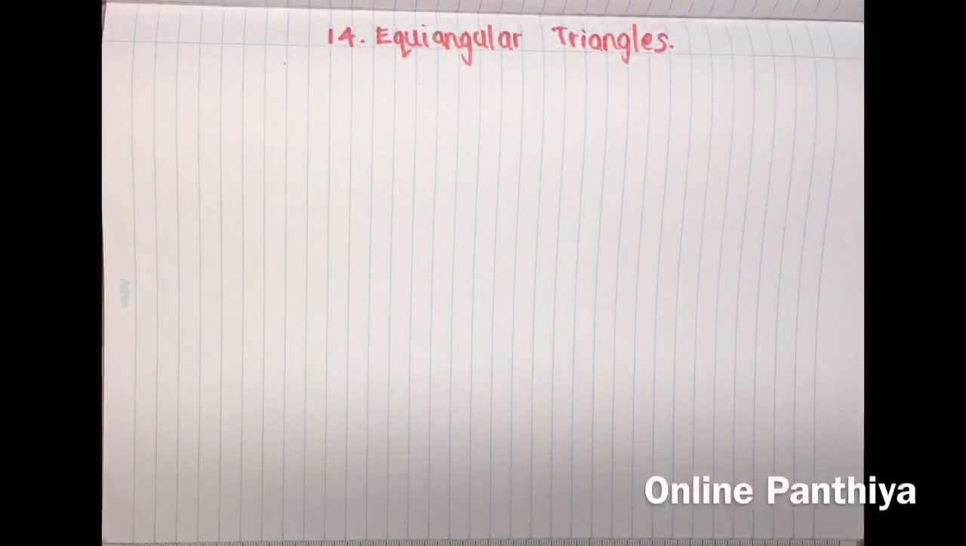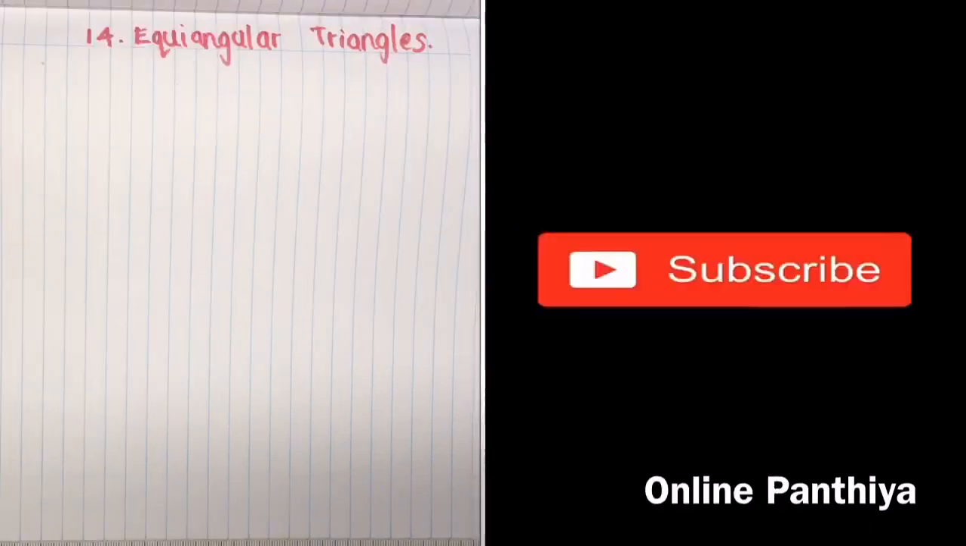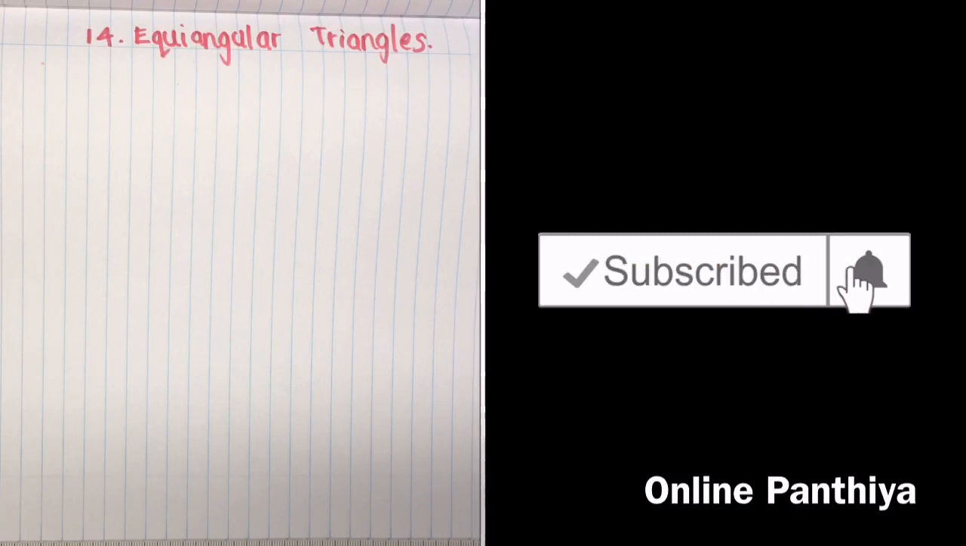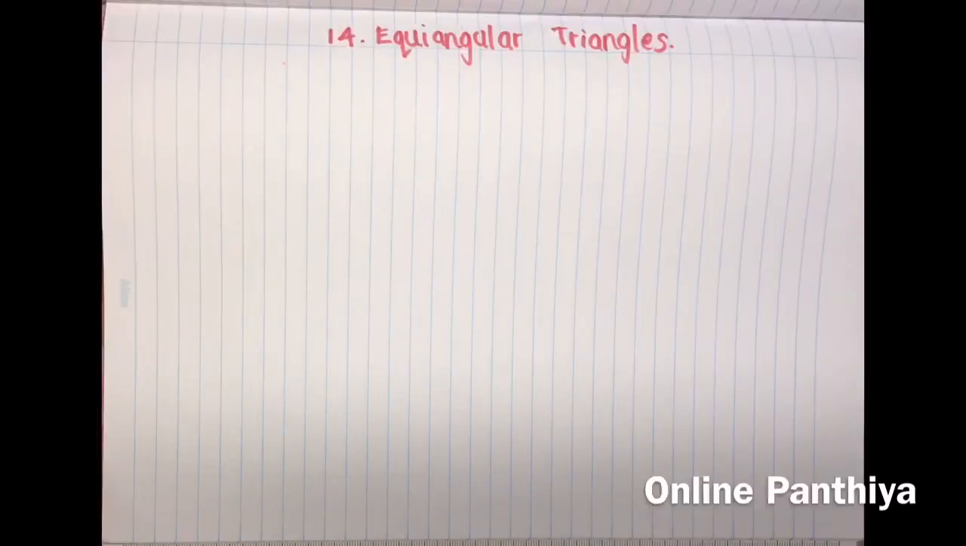Okay, welcome back. This is the 14th lesson of grade 11. This lesson is about equiangular triangles. The first part we'll be studying is something with ratio.